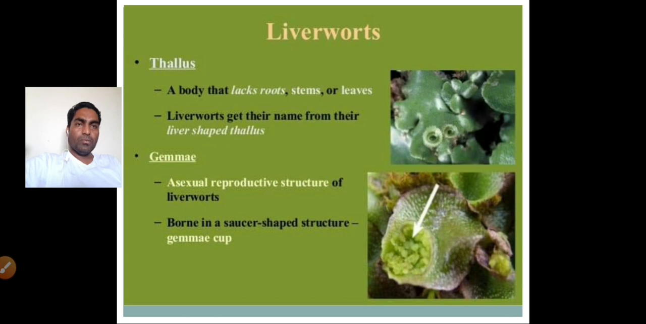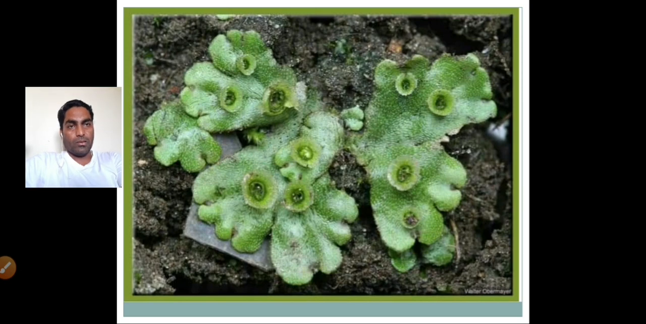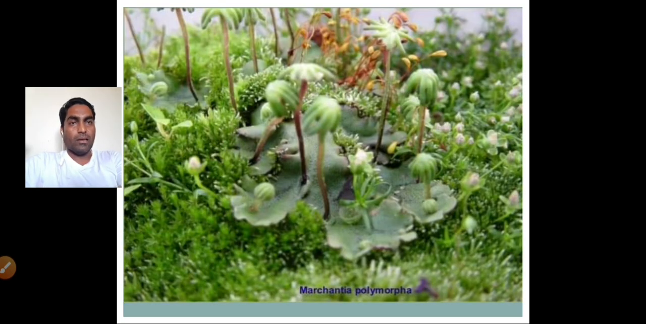Liverworts, if you observe the structure, have a body that lacks a root, stem and leaves. Liverworts get their name from their liver shaped structure. Then the gemmae are the asexual reproductive structures of the liverworts, borne in a saucer like structure called the gemma cup. Now, here you can see the gemma cup and the gemmae which are present there. So, asexual reproduction is done with this, and these are the reproductive structures in Marchantia polymorpha.